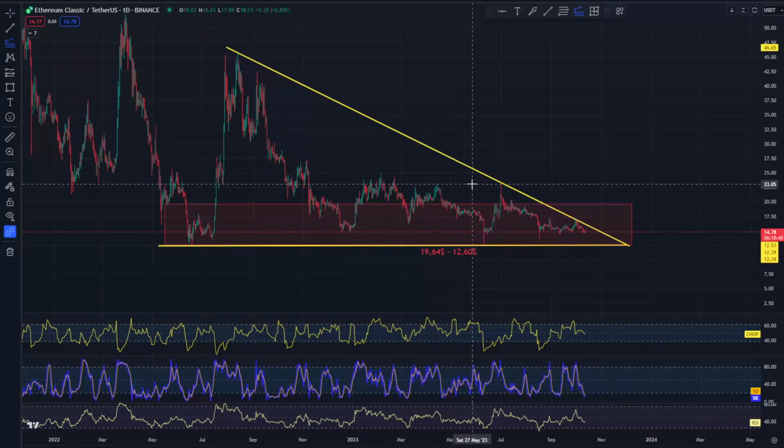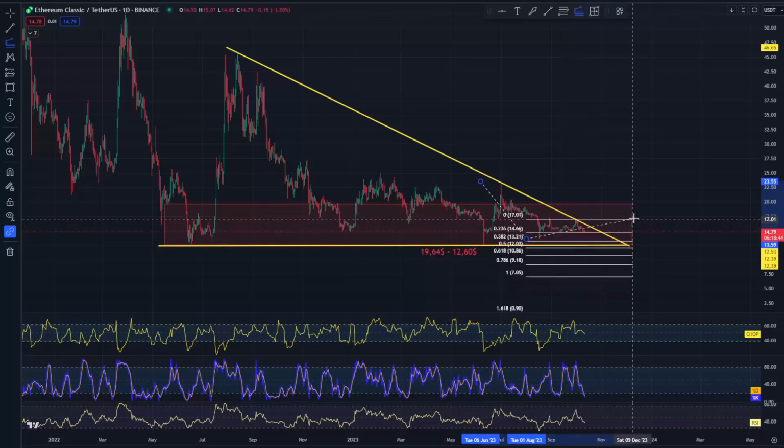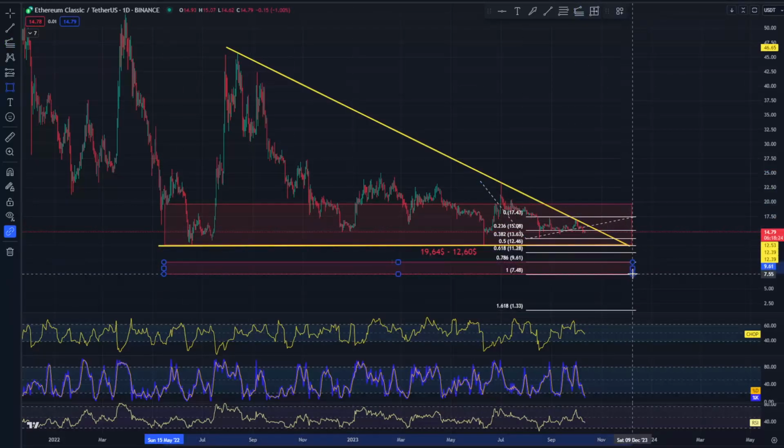But when we break out of it, using the trend-based fib extension grid, we can determine a second smaller zone from $9.61 to $7.48.